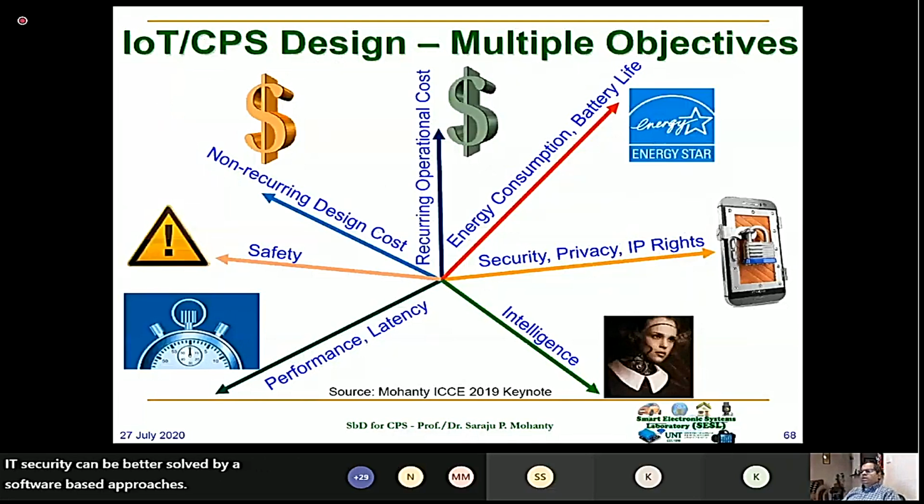Now, when we see the CPS design, we need to solve this multiple objective problem from an optimization point of view. That is energy, security, and then the AI aspects coming, then the time, then safety, and then the cost, recurrent cost, that is the design cost and the operational cost. So all these have to be optimized. These are very difficult problems, and there are challenges for the design engineers to optimize all these things at a time.